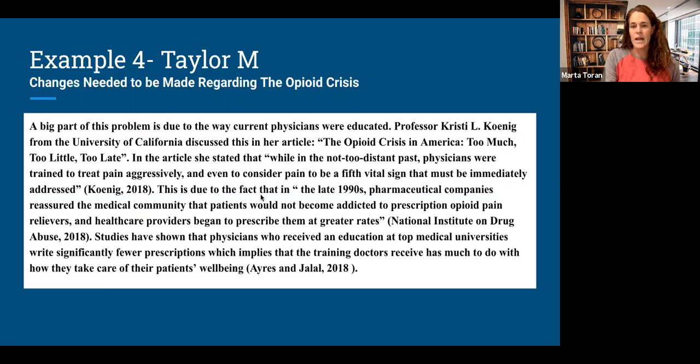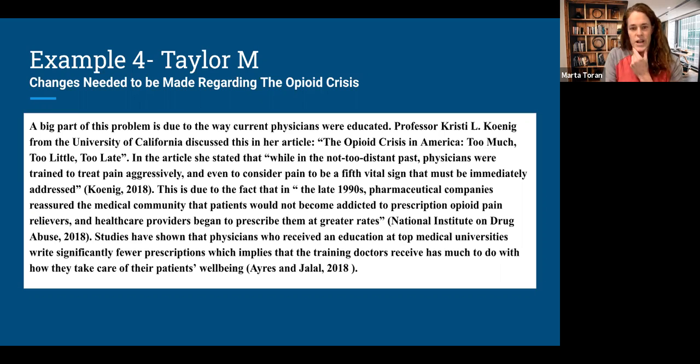Another claim is the fact that the pharmaceutical companies had a lot to do with it, because they reassured the doctors that the patients were not going to be addicted to the prescribed opioids. And this was from a study from the National Institute on Drug Abuse 2018.